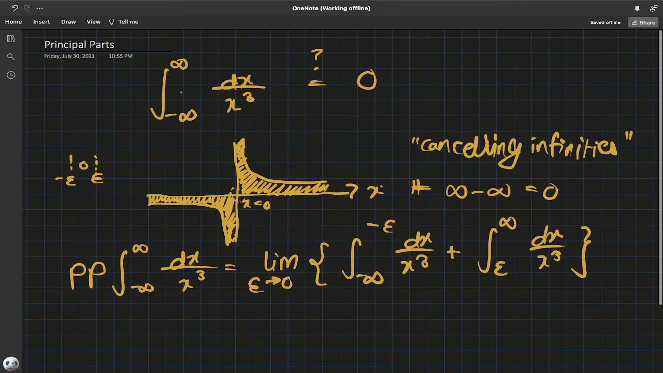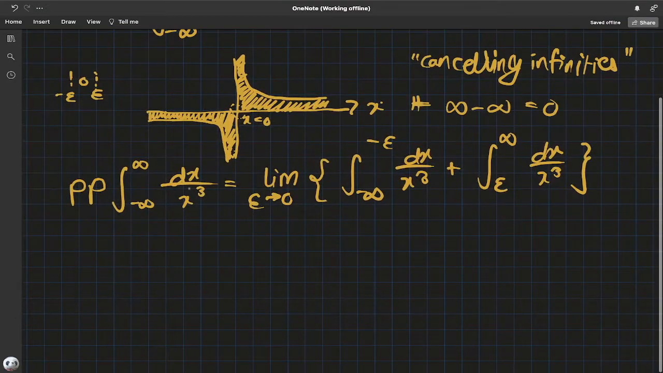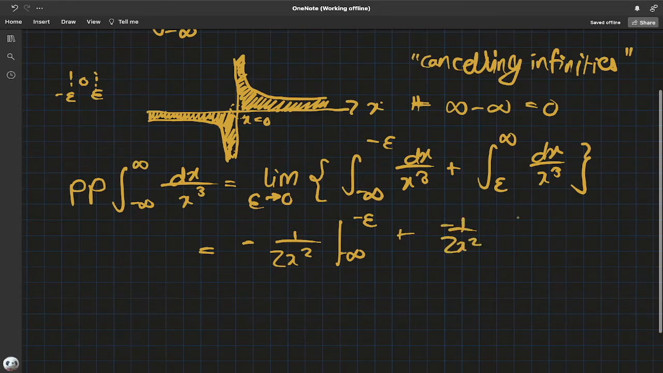We still want to stick to the original integral that we had. But doing this, since epsilon is not really 0, it's arbitrarily small, like we say in real analysis, we can actually find the antiderivative of this because it doesn't diverge. This will be negative 1 over 2x squared, from negative infinity to negative epsilon, plus negative 1 over 2x squared.